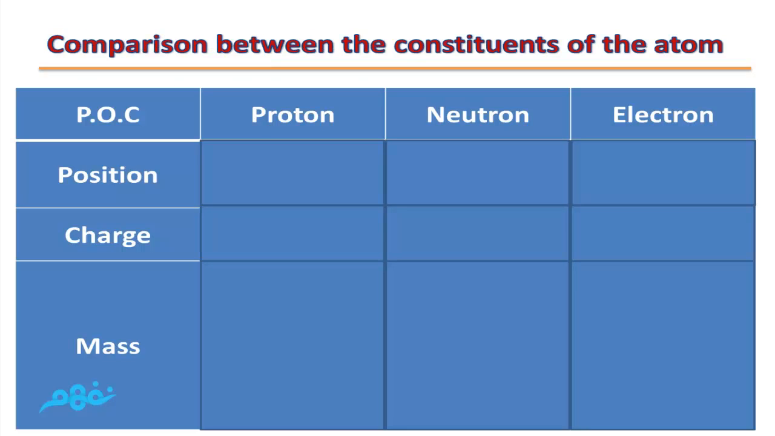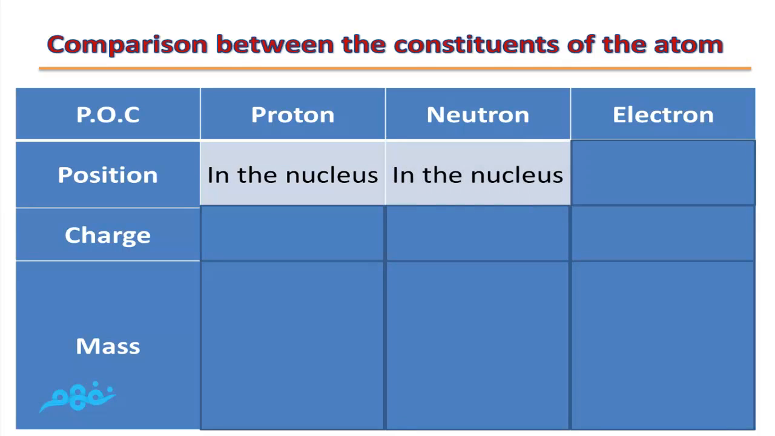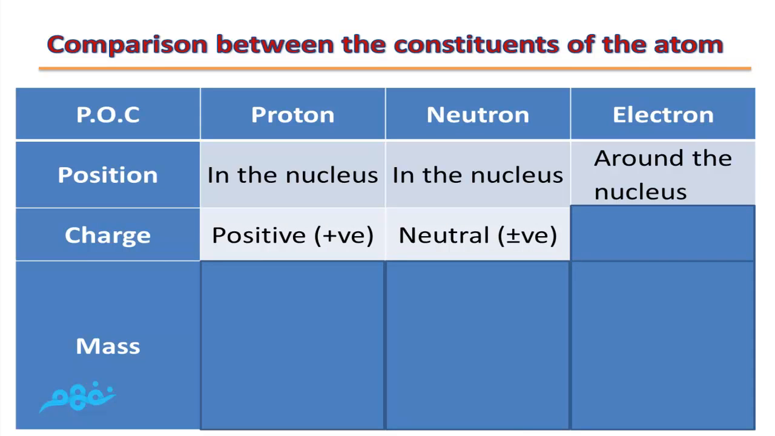Let's compare between protons, neutrons, and electrons. The first point of comparison is position. Proton is found inside the nucleus. Neutron is also found inside the nucleus, while electron rotates around the nucleus. The charge of proton is positive. The charge of neutron is neutral. The charge of electron is negative.